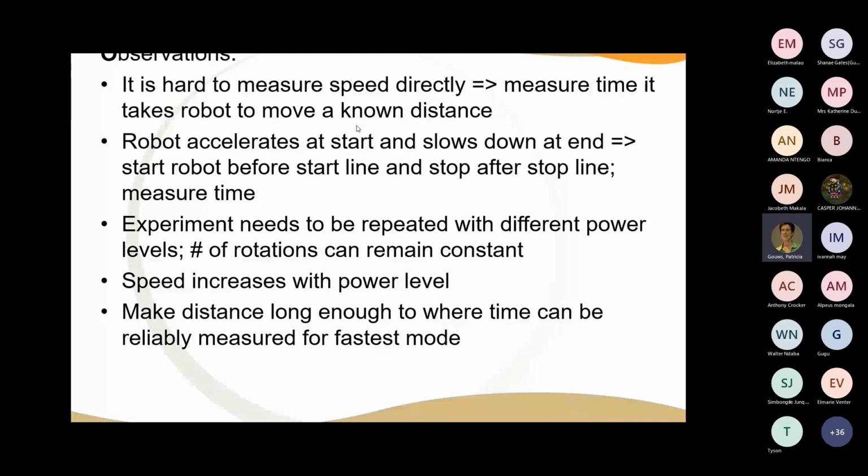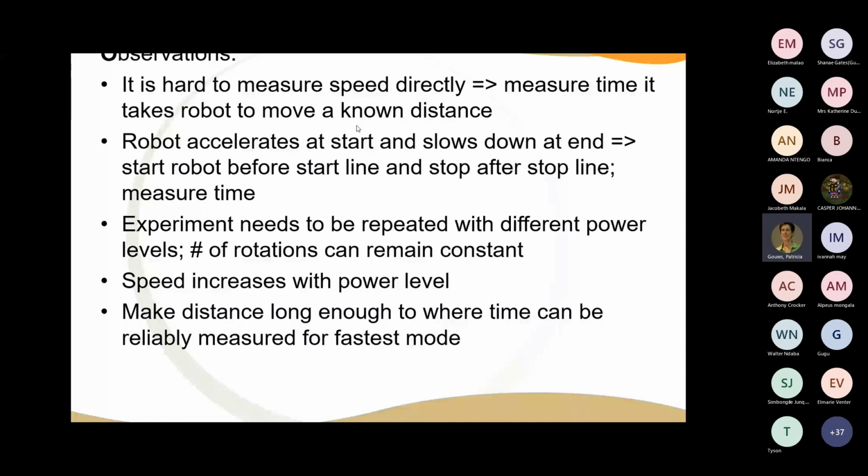Okay. So then how do we measure power settings? Well, we can change the power settings. We keep the number of rotations constant, and then we just change the power. So we go 10% power, 20% power, 30% power, 40% power. You would think that the more power you have, the faster it's going to go, very much like when you travel in a car, the faster you go.